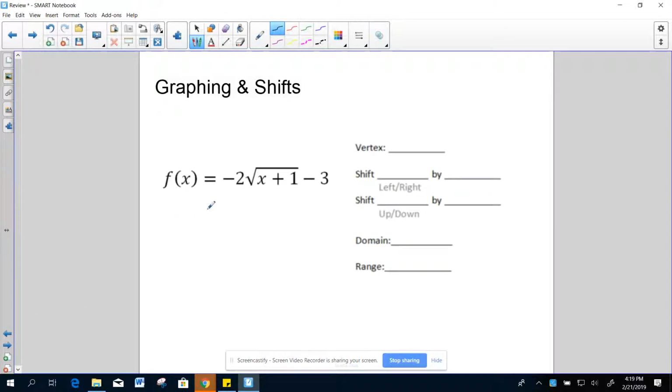Our next and last portion of the review is asking us to do graphs and shifts. Please remember that you have an A value out front, an H value that's underneath, we always take the opposite, and a K value at the end. My vertex or initial point that I would be starting is going to be located at -1, -3. Using that vertex or initial point, I will determine my shifts. A -1 sends me to the left by 1. A -3 would be down by 3. My domain and range, we're going to leave blank for right now. I'm going to flip to the next slide.